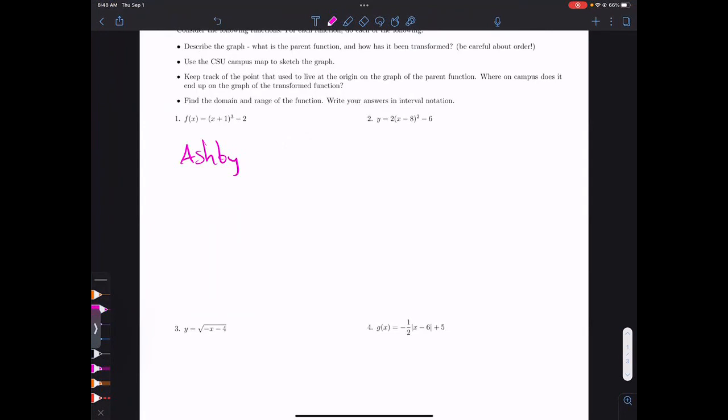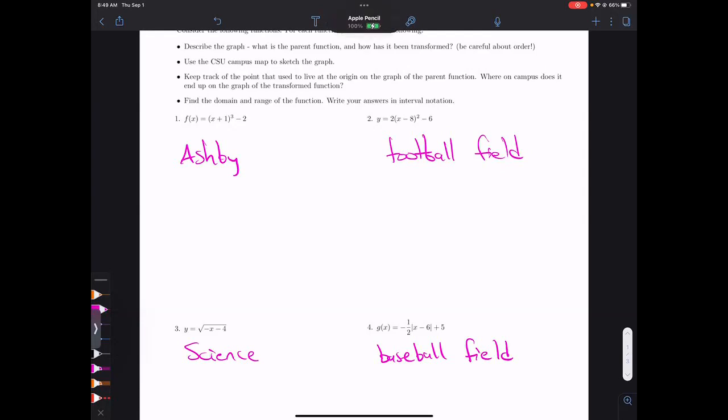Ashby football field, science building, and the pitcher's mound on the baseball field. I put that grid over that, and I just couldn't pass up the fact that the pitcher's mound was right on the point. Perfect.